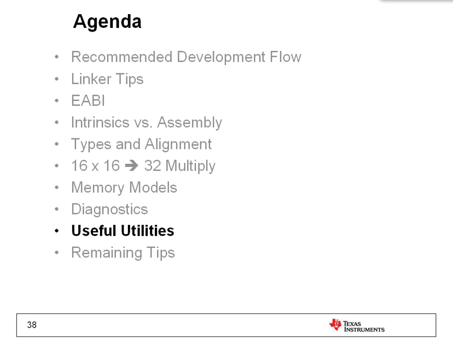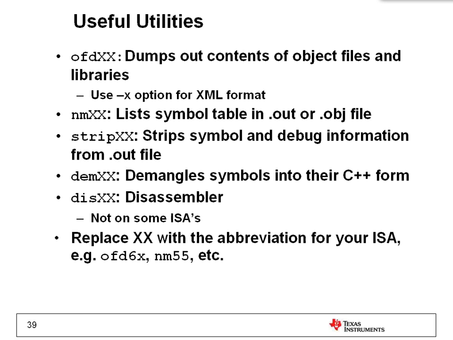All right, some useful utilities. Now we're going to stop talking about C compilers and assemblers and linkers and talk about a few other things. These are bundled with the compiler package. They're in the same bin directory as cl6x and everything else. You see these capital X's here, XX. Change that to the abbreviation for your instruction set architecture, so ofd6x or nm55 or whatever it is.